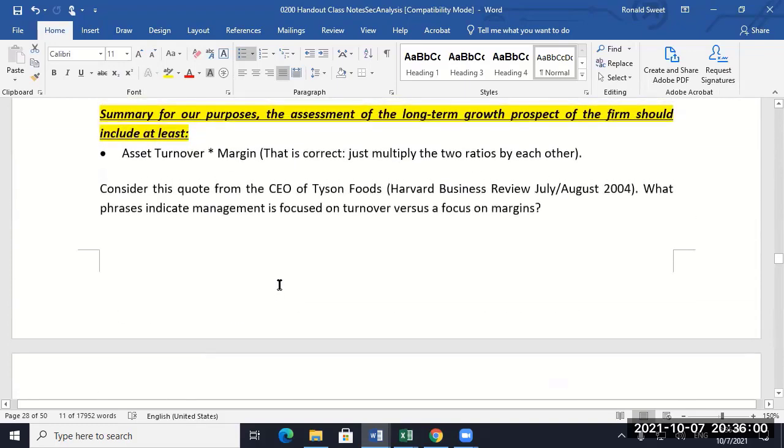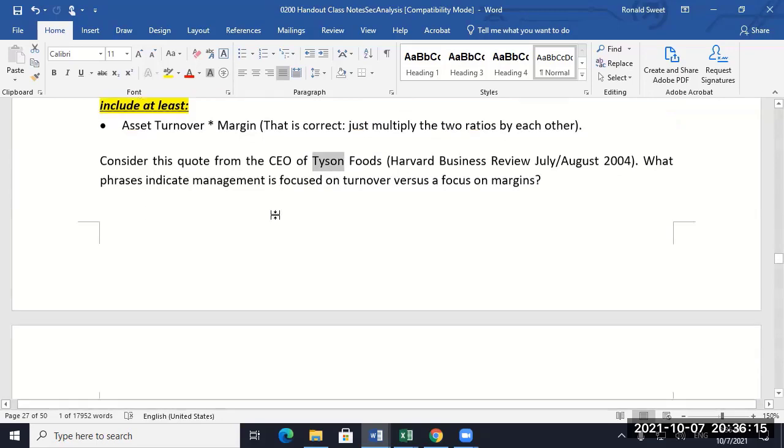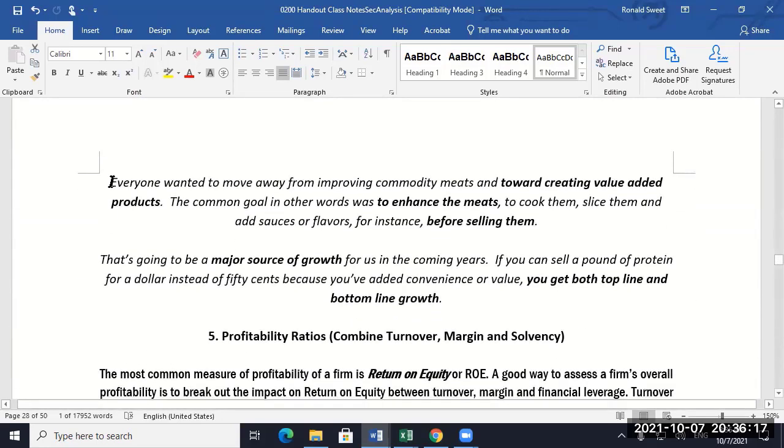All right, so let me give you some examples of why turnover and margin is so critical, why management spends 95% of their time talking about these things. So let me give you a few examples. Here's one from Tyson's. A new strategy, pretty important strategy. So just read these and ask, is the CEO worried about turnover or worried about margin or both?